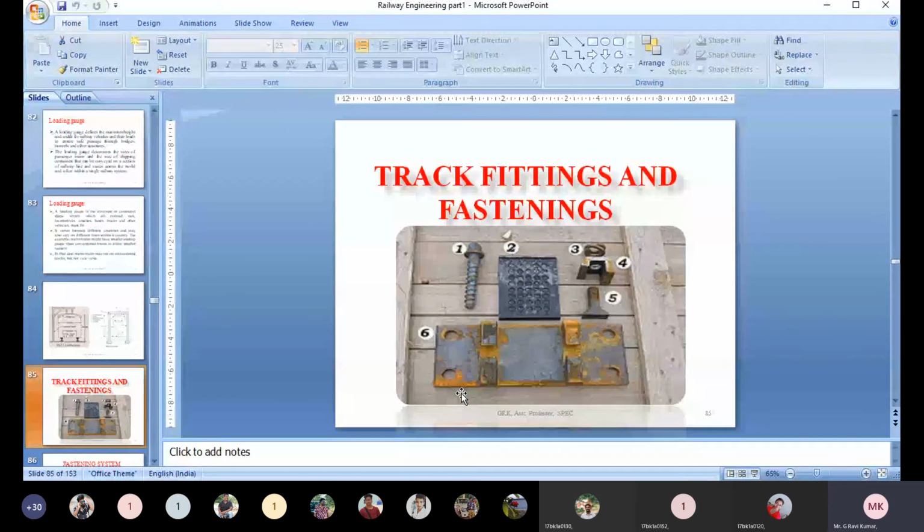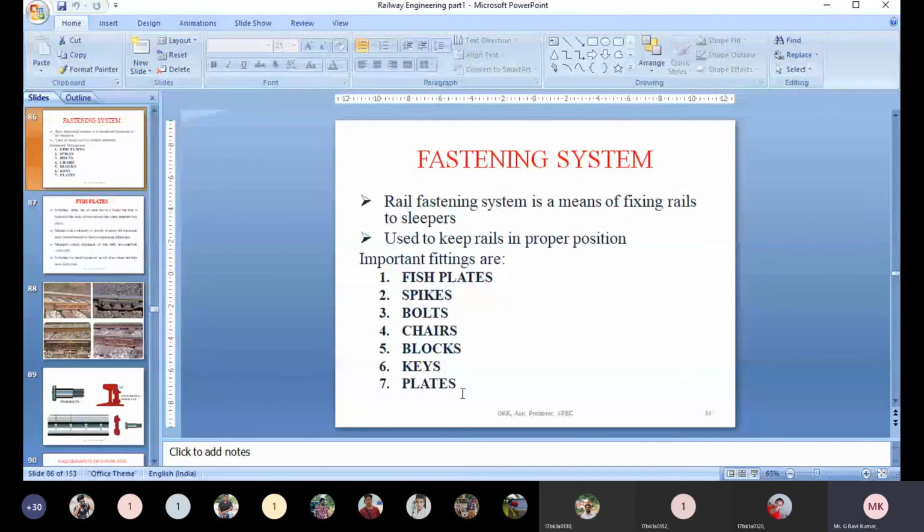Mostly the apparatus used for fittings in a railway track are fish plates, spikes, bolts, chairs, blocks, keys, and plates. These are the most commonly used apparatus for fitting sleepers to the rails, and also for joining two rails within a track, understand? So these are the common apparatus used for the fitting system. You can see a rail fastening system is a means of fixing rails to sleepers, understand?